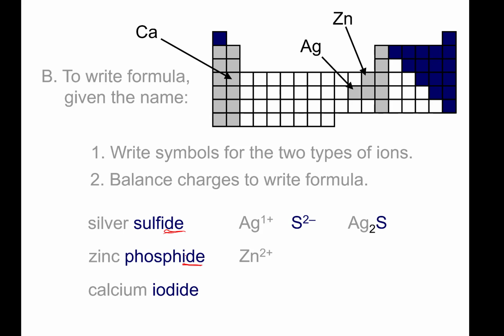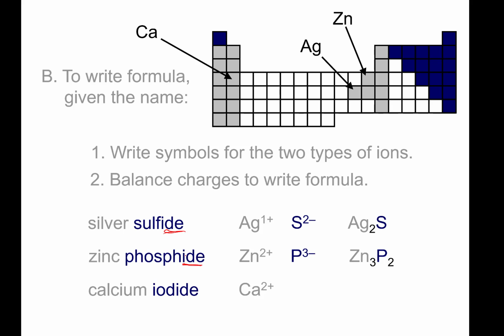Zinc is one of those ones we have to memorize, it is 2+. Phosphide just means it's phosphorus from the periodic table, which is in group 15. So the charge it has when it forms an ion is 3-. So we need 3 zinc ions for every 2 phosphide ions.